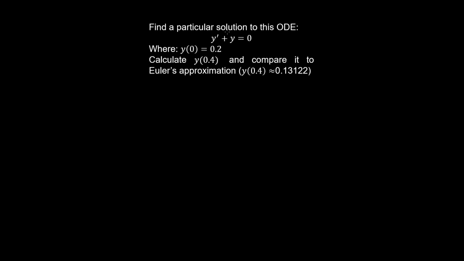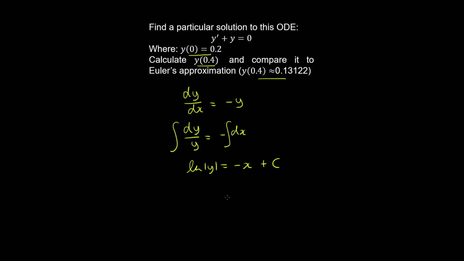Let's find a particular solution to this ordinary differential equation, where we're given an initial condition, and then we're asked to compare y of 0.4 using the exact solution to the approximate solution using Euler's method. So what we're going to do is put this in a form where we can separate the variables. So therefore dy on y is minus dx. And then integrating both sides, we obtain the natural log of y is equal to minus x plus a constant of integration.